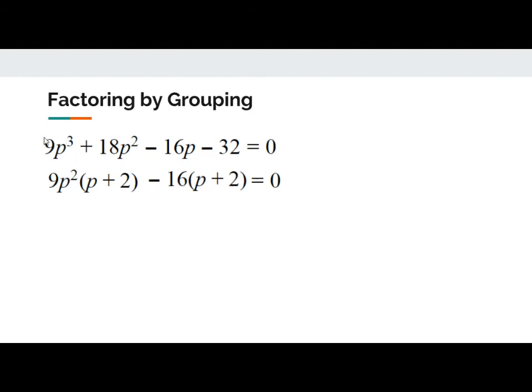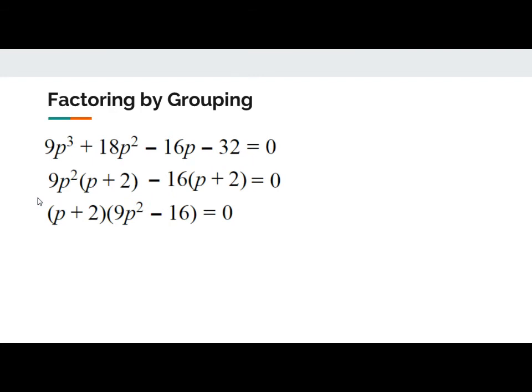So instead of just having these first two terms and asking what can I factor out of these two terms, we're now looking at this as one big term, and this as one big term, and we're going to ask, what can we factor out of both of these terms? Well, since they both share a p plus 2, we can actually factor out this factor of p plus 2. This is what it looks like.